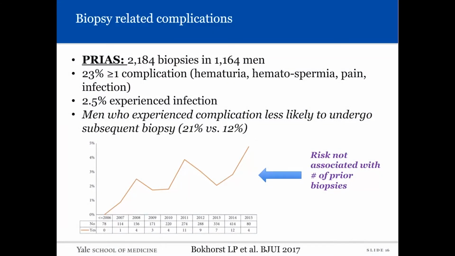And I think the rationale for this comes from several factors, that doing repeat biopsies is not without complication. This is data from the PRIAS study in Europe, looking at over 2,100 biopsies in 1,100 men. And about a quarter of patients experienced one or more biopsy-related complications, hematuria, hematospermia, pain, or infection. And 2.5% experienced sepsis. So unsurprisingly, among the patients who experienced the complication, they were less likely to undergo a subsequent biopsy. So it really drives home the point that there are complications with doing repeat biopsies, so that's why we're not doing them time and time and time again.